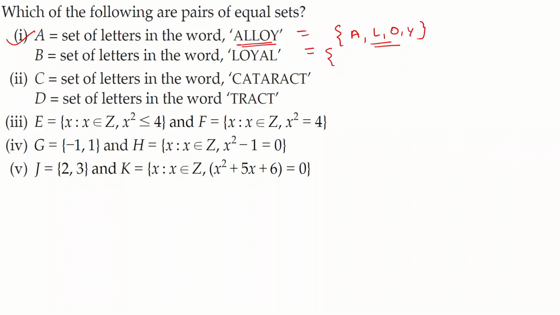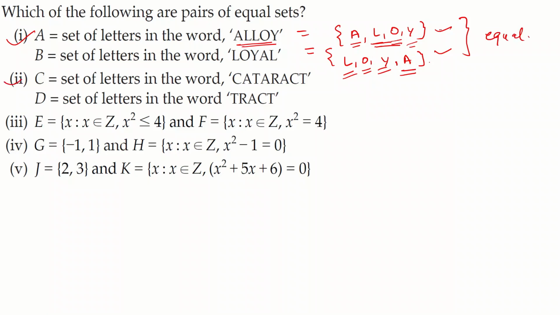Now, let's see how does the set B look like. L, O, Y, and A. We will not repeat L once again. And also remember that the order inside a set is not important. So verify whether these two sets are having the same elements or not. So A is here, A is here, L is here, L is here, O is here, O is here, and Y is here, and Y is here. So these two sets are actually equal sets.